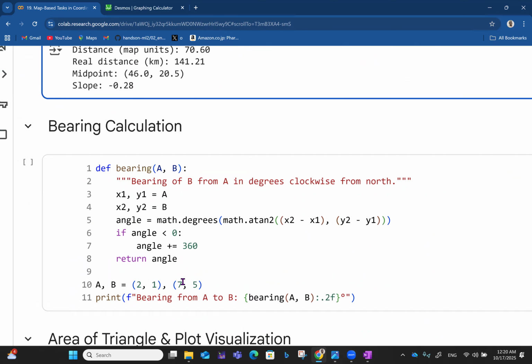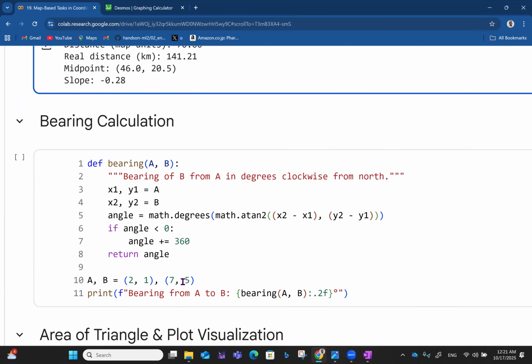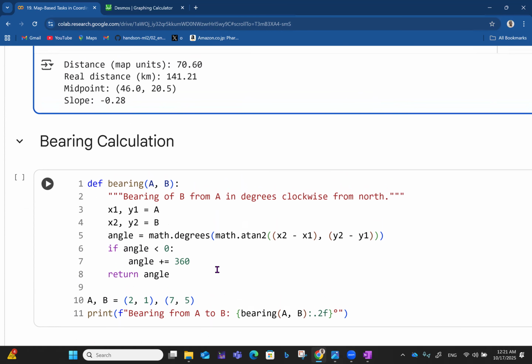So let's talk about bearing calculation. Of course, for bearing calculation, it is arctan. Between A and B, it is arctan of x2 minus x1 all over y2 minus y1, and you get the degree. So here you have A, x1, y1, B, x2, y2. The angle is arctan of x2 minus x1 all over y2 minus y1, like I said the other time. If the angle is less than 0, then the angle is plus or equals 360 degrees. So if you get a negative angle, you add 360 to make it positive. That's standard practice in trigonometry.